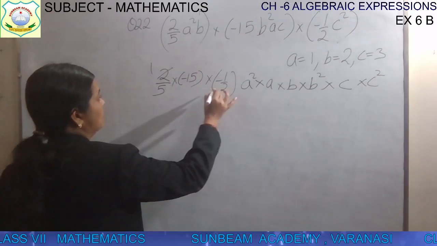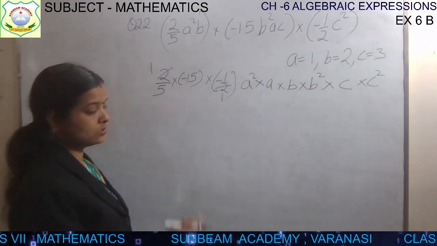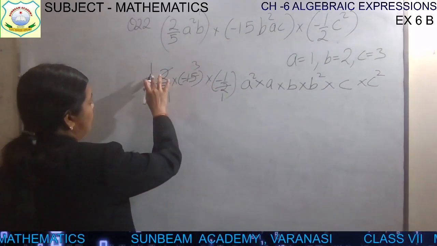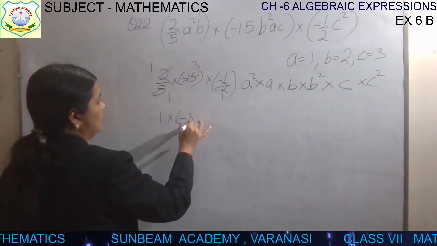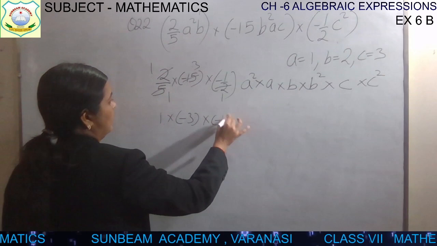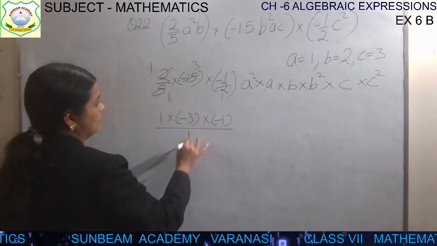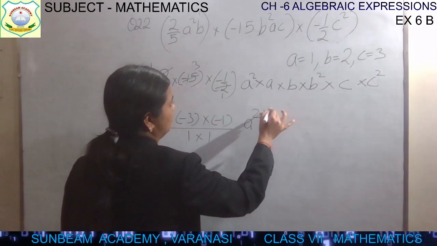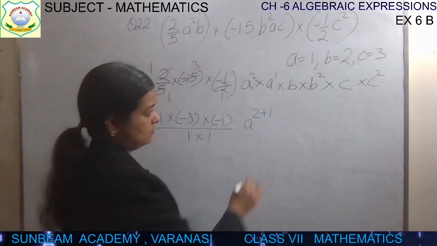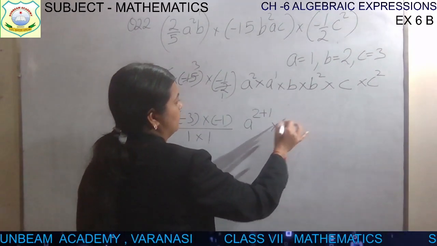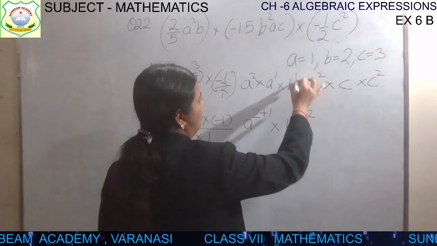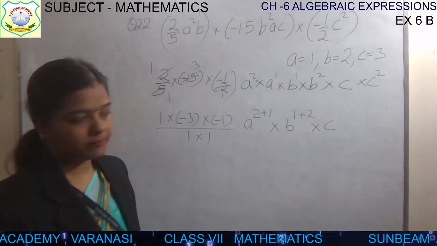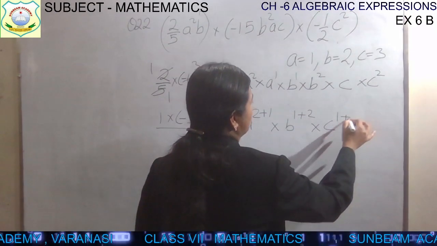So 2 ones are 2 and 2 ones are 2. 2 is cancel out. 5 ones are 5 and 5 threes are 15. So in numerator what is left? See, 1 into minus 3 into minus 1, and in denominator what is left? 1 into 1, that is 1. You can write it also. A to the power 2 plus 1 into B to the power 1 plus 2, then into C to the power 1 plus 2.